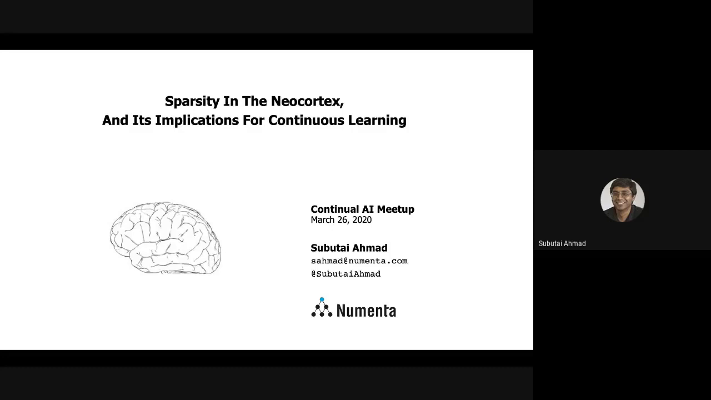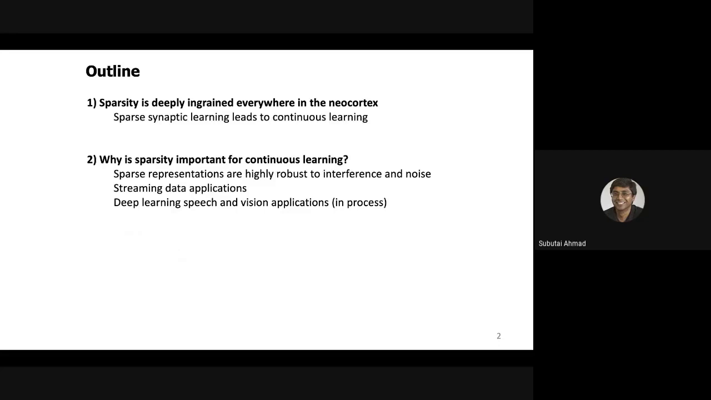It's really nice to have Keelan give an overview of the hippocampal areas. My focus is going to be on the neocortex, which is the other big area of the brain that's pretty involved in intelligence and learning and memory and so on. And my focus is going to be on one specific aspect, which is sparsity. I'm going to go in 2 different parts of my talk. In the first part, I'm going to give a quick overview of certain aspects of sparsity that I think are specifically interesting for continuous learning. And generally speaking, sparsity is very deeply ingrained everywhere in the neocortex.